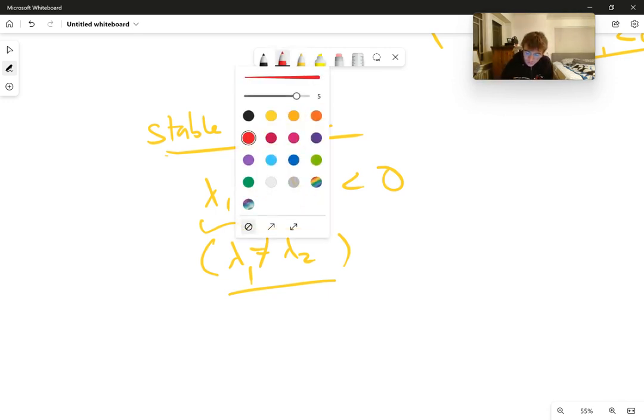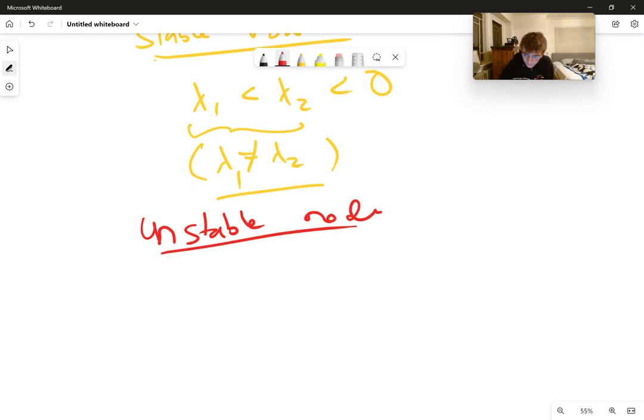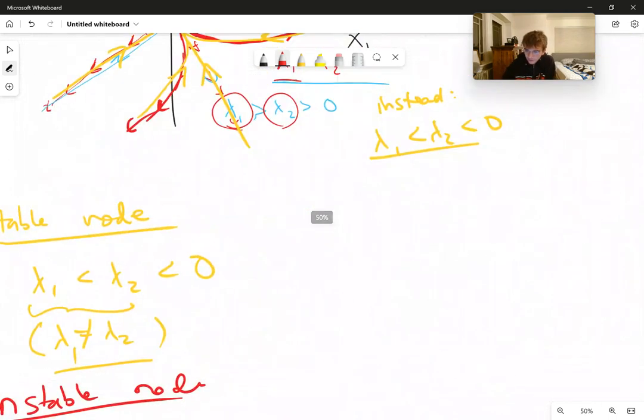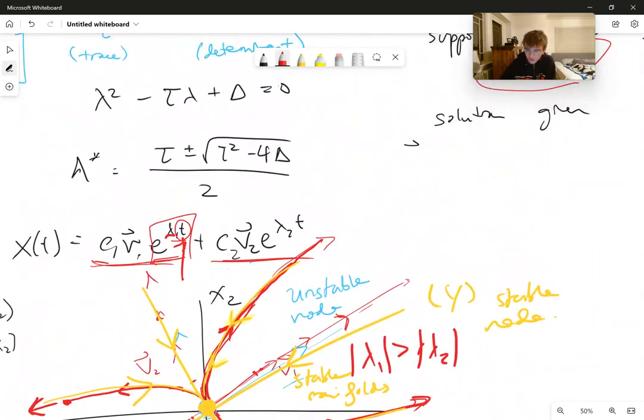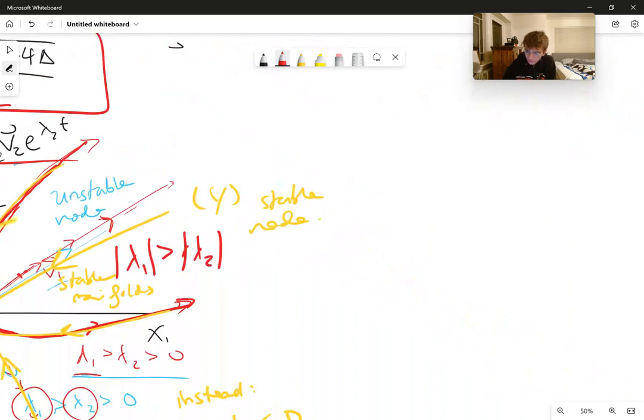And then back to our beautiful red for the unstable node. We have lambda 1 is greater than lambda 2 is greater than 0. All right, and now let's move on to the other cases. There are a few other cases. Let's go back to our formula for what the actual eigenvalues are. I'll write this elsewhere.